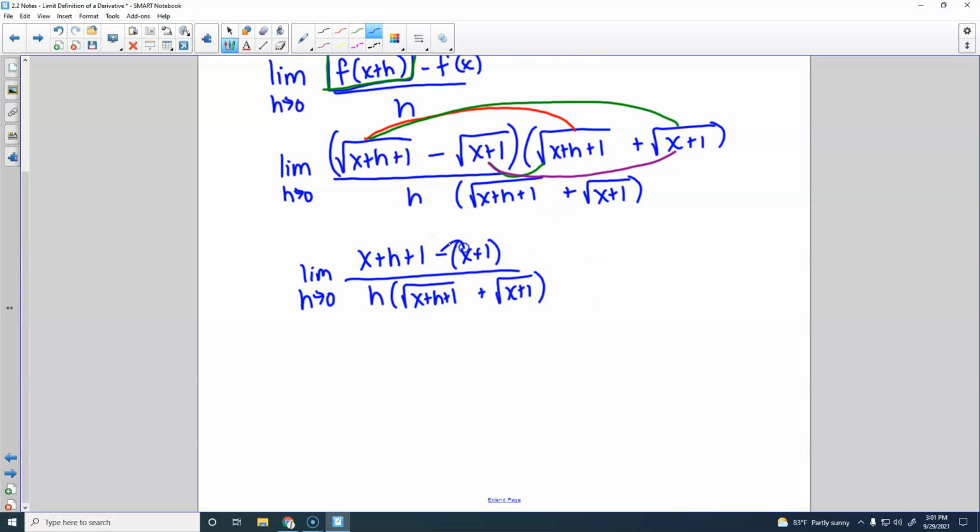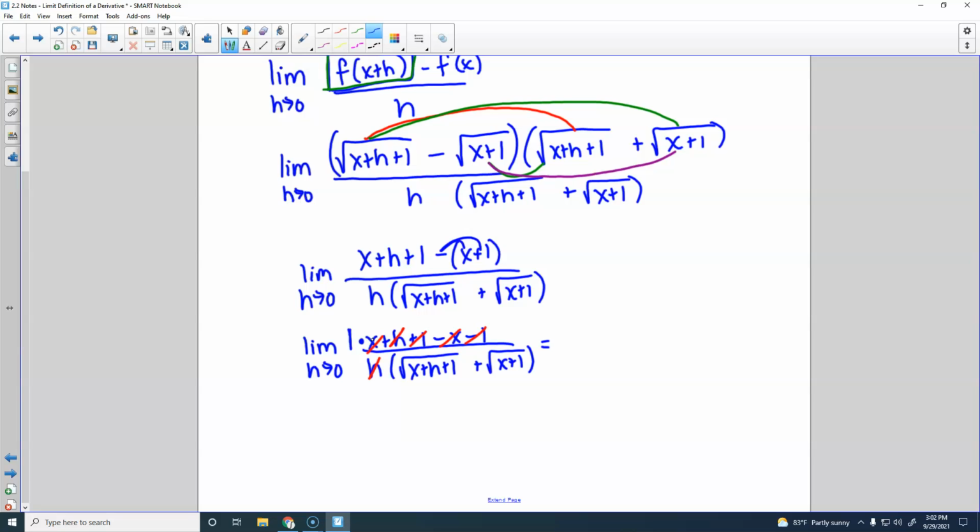Alright, so you distribute that negative, which is going to give you the limit as h approaches 0 of x plus h plus 1 minus x minus 1 over h times square root of x plus h plus 1 plus square root of x plus 1. And so x's cancel, 1's cancel, leaving only the h on top. So that h I couldn't cancel from the beginning, but now that the other stuff is gone, are you guys alright if I just cancel it now? So we don't have to write that again. And so we have like a 1 here on the top.